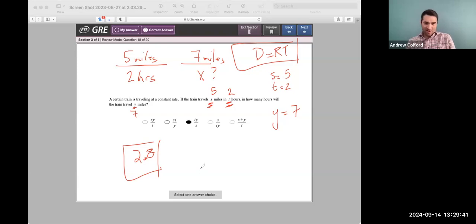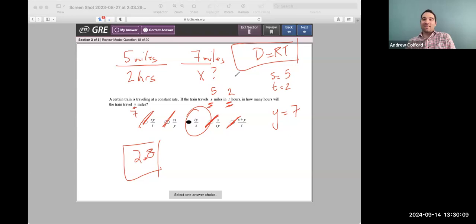Some of them we can eliminate right off the bat, right? Like 12 divided by 2 is not 2.8. 2 divided by 14 is less than 1. T times Y, 14 over 5, that's exactly what we got, right? Neither of these ones work.